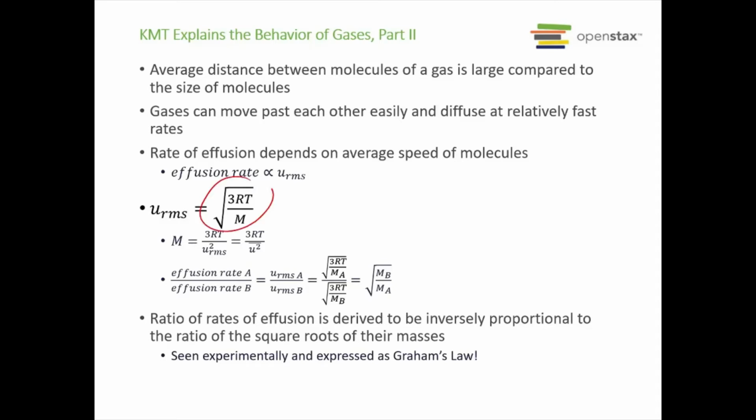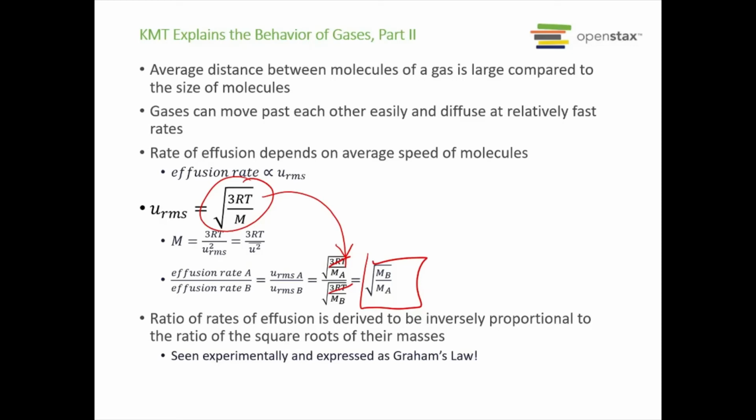And then putting in the U_RMS equations, we get the square root of 3RT over M_A, divided by the square root of 3RT over M_B. Those 3RTs are going to cancel out. So then that simplifies down to the square root of the molecular mass of B divided by the molecular mass of A. So we just re-derived Graham's law.